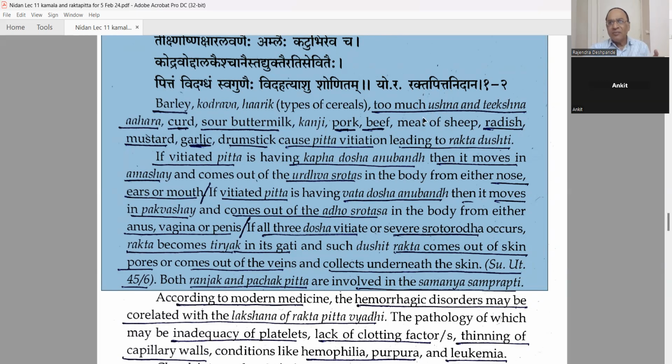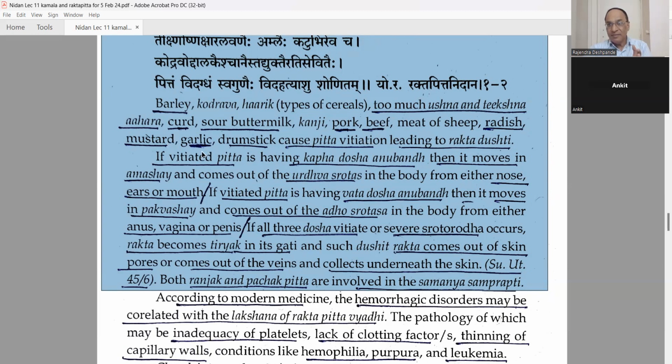So barley, too much ushna and tikshna, spicy food, pungent spicy food, chili, sour, salty, chutney, pickles, non-veg, red meat, alcohol, all is Ushna and Tikshna. Curd, too much curd, sour buttermilk, pork, beef, this is red meat, radishes. I have picked up only the important ones, which are underlined, think over those only. Forget about all other things.